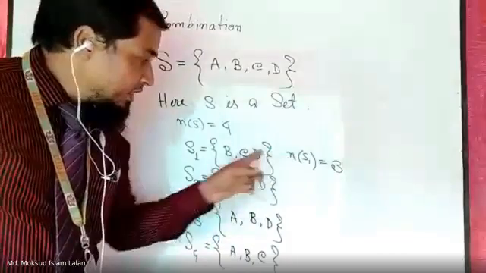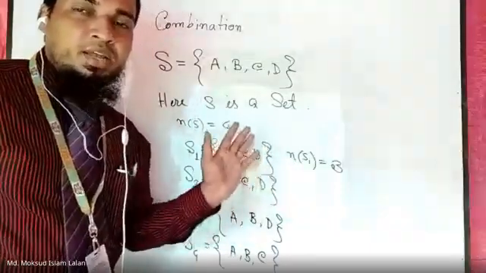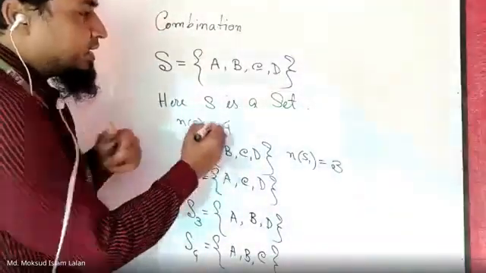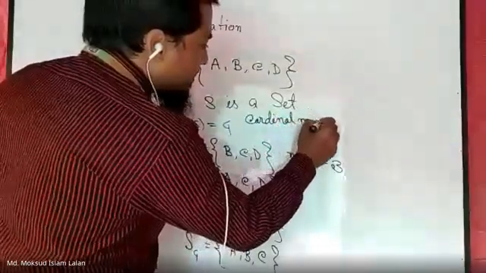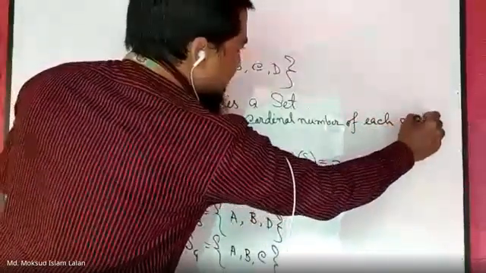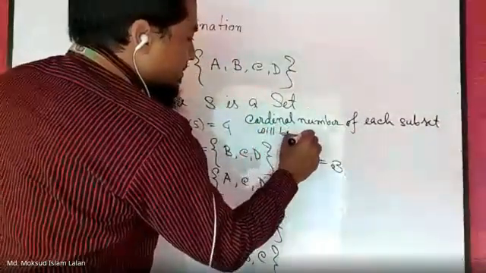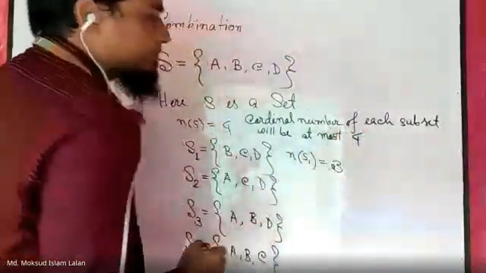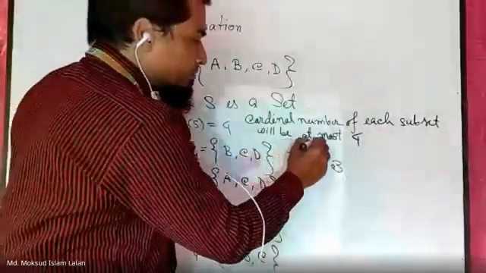So here the cardinal number of this subset will be at most 4. Do you agree with me or not? The cardinal number of each subset is at most 4, right? Do you agree with me or not? Maybe the cardinal number will be 0.